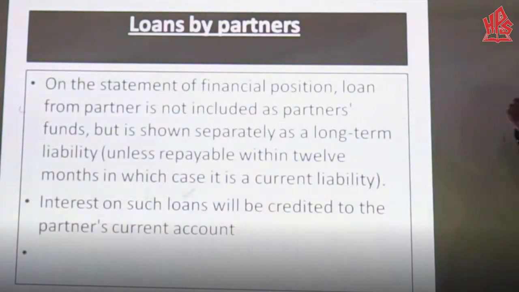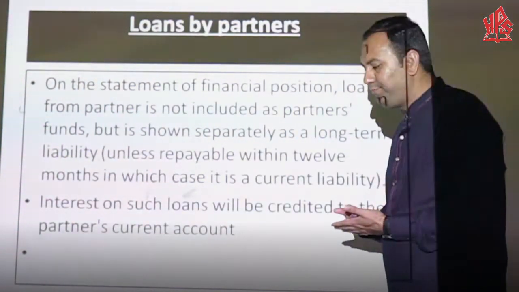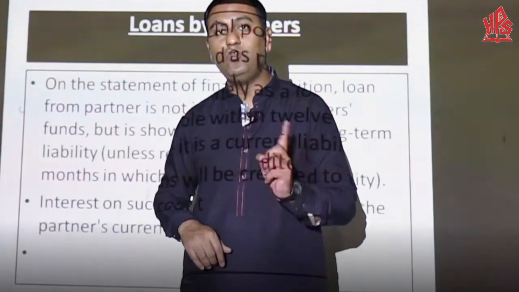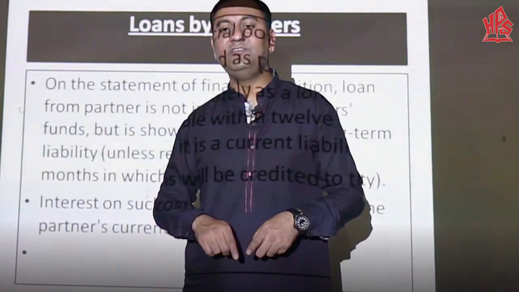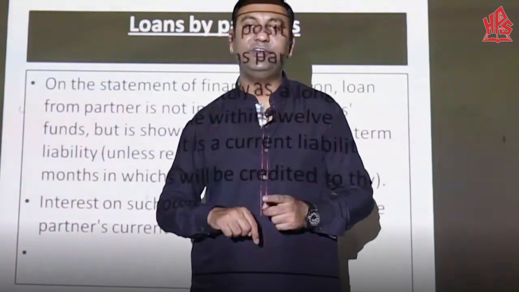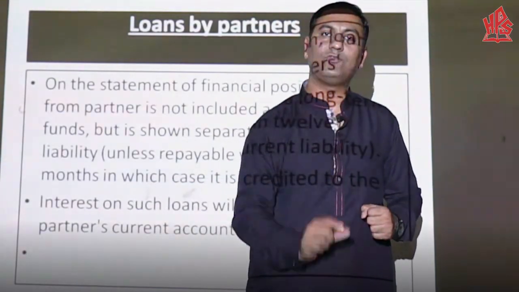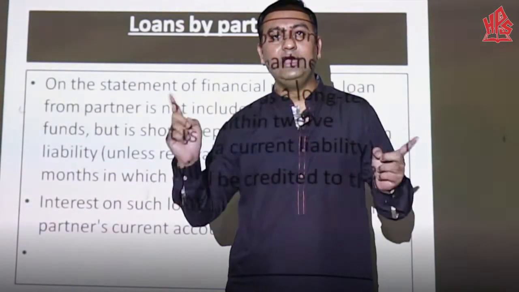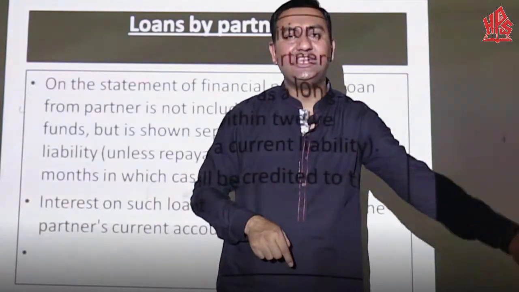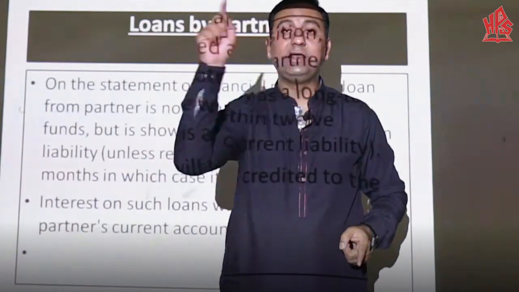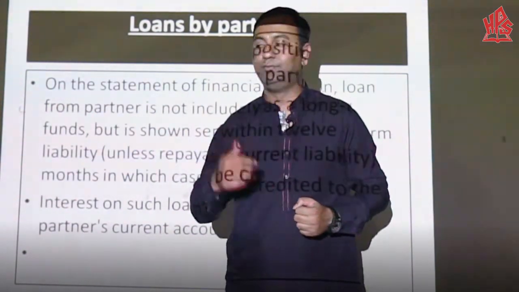Now, loans by partner. We know that loans by partners are always treated as a long-term liability, and interest paid on a long-term liability will be treated as an operating expense or finance cost in the profit and loss account. It won't become part of the appropriation account, the third part of the income statement of partnership.